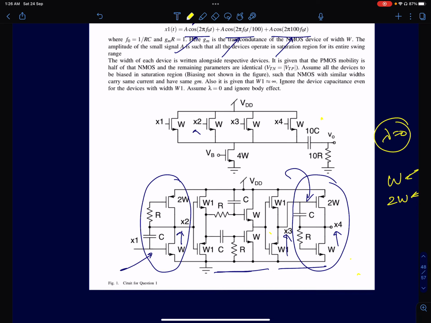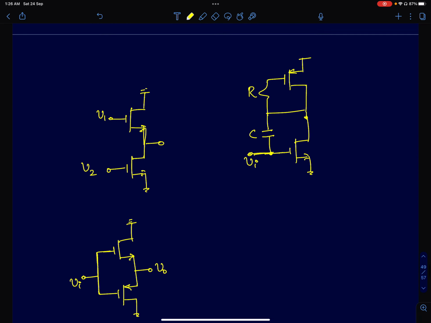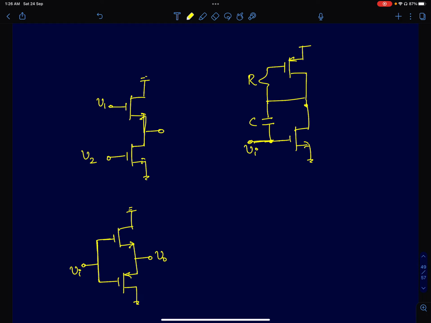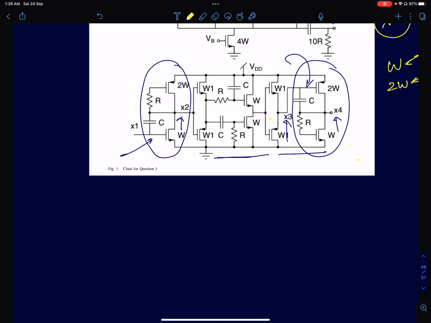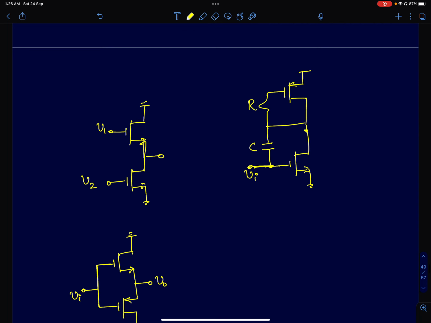So with these assumptions, I'll first reduce the simple circuits. If you look at this amplifier structure, this circuit is a voltage subtractor. So I've just drawn it here. If I feed V1 and V2 at the gate of two NMOS devices shown here, I can apply the principle of superposition and solve this. First I'll assume V2 is 0. If V2 is 0, the voltage at this node is simply V1 itself.